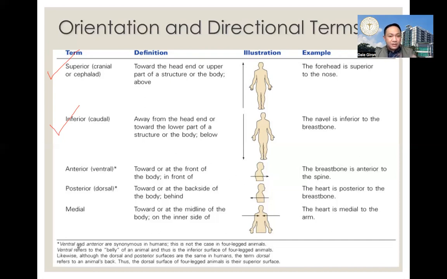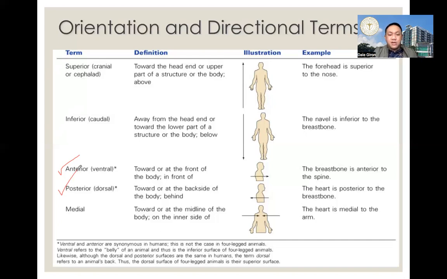Another anatomical term that I will be orienting you is this area. Anterior and posterior. Okay? Sasama na natin mamaya si medial and lateral, yun yung next. So, when we say anterior, it is also known as the ventral. Okay? It is toward or at the front of the body or simply in front of. Okay? Sa harap. When you say posterior or dorsal, it is toward or at the back side of the body.